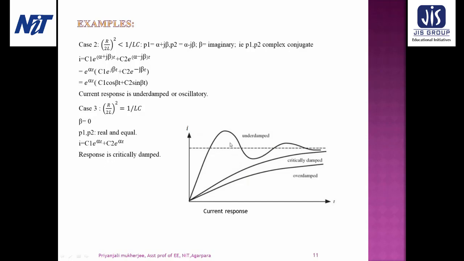And finally, when (R by 2L) whole square is equal to 1 by LC, the poles are real and equal, the beta part becomes 0, and the current response is C1 e to the power alpha T plus C2 into e to the power alpha T. The response is critically damped. So this is the overall current response for all the cases: overdamped, underdamped and critically damped. According to the variation of cases, first we need to find the pole locations, and according to that the response will vary in this RLC series circuit.